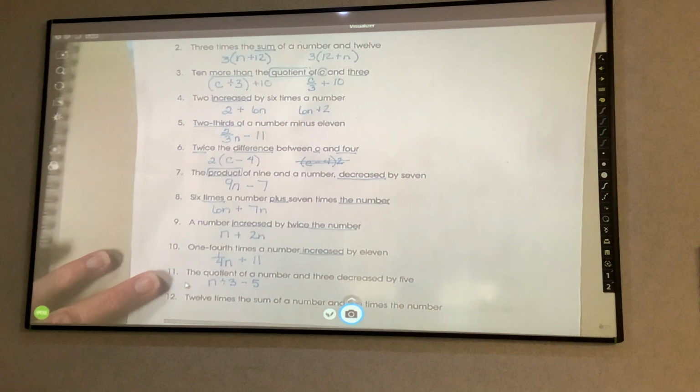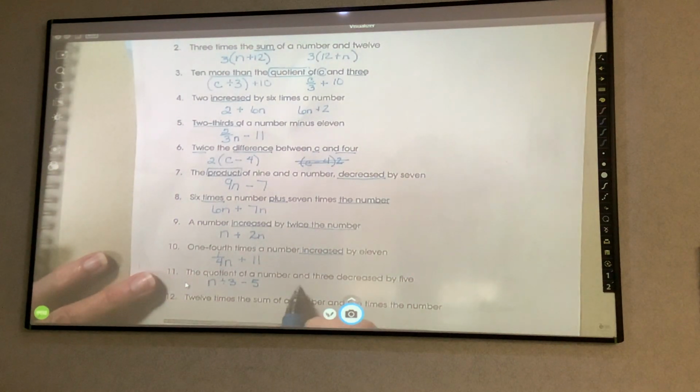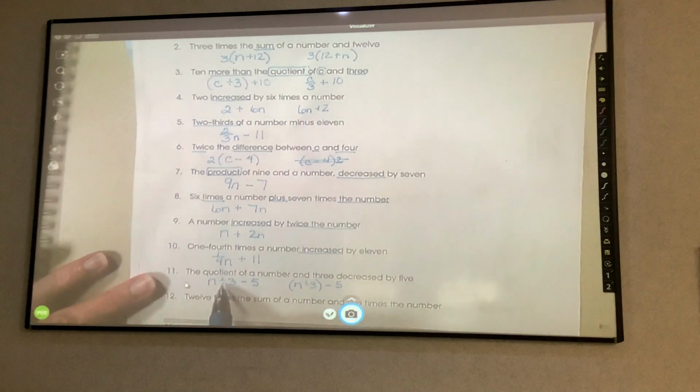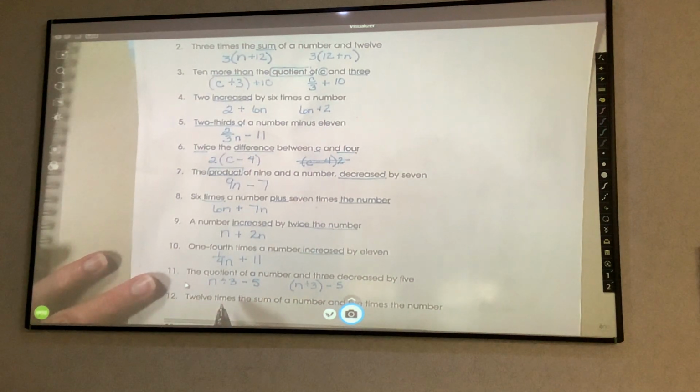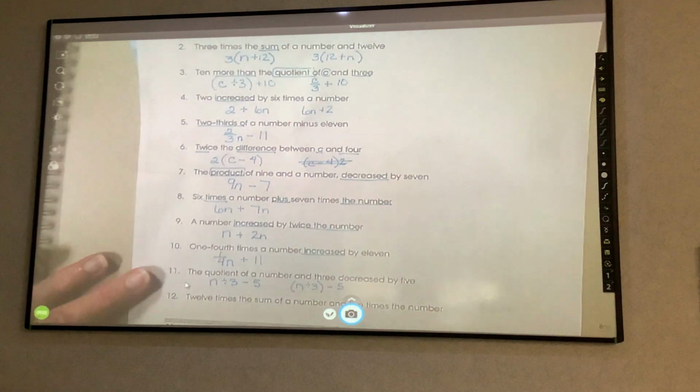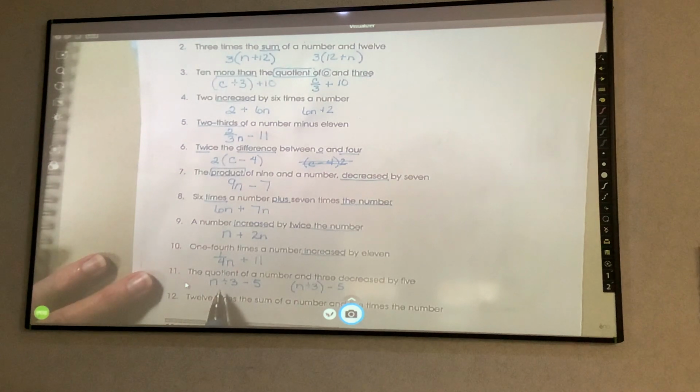Do I need the n divided by 3 in parentheses? The answer is no, because if you just follow the rules of operations, like when we talk about groupings, exponents, multiplication and division, subtraction and addition, you would just go left to right.